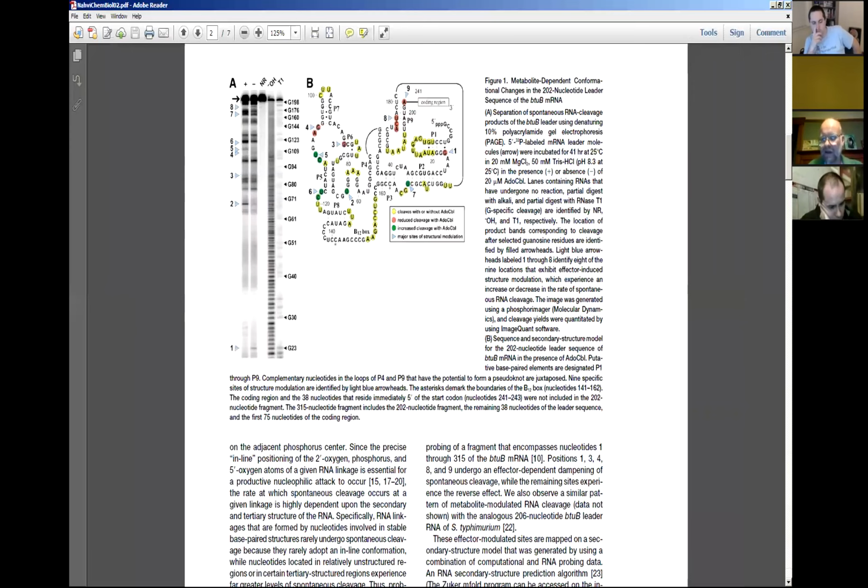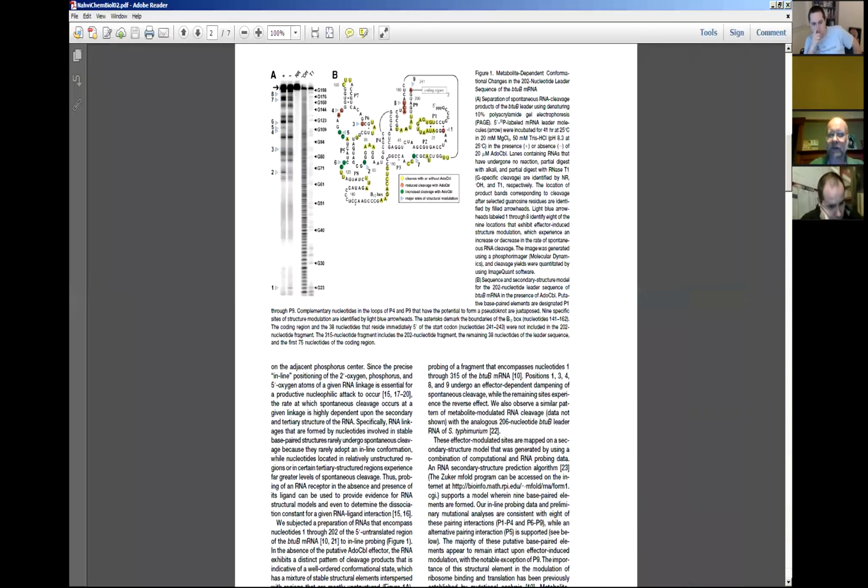So as I said, this is really only showing that there is a difference in the structure. You don't necessarily have to have figure 1b. You don't have to have the structure that they figured out from various other lines of evidence. It's really enough to have figure 1a to show that yes, there is a change in the conformation of the mRNA induced by the presence of the small molecule. All right.